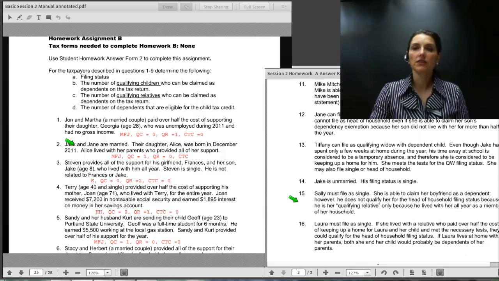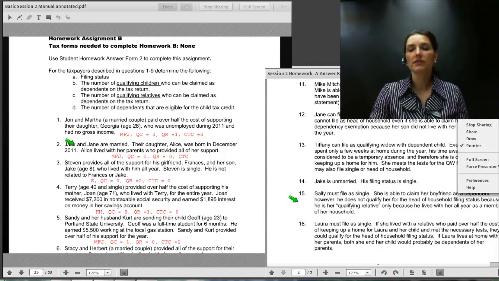So that concludes homework assignment number A for session 2. Let's move on to the review next of the answer key for homework assignment B. The homework assignment answer keys are also located under the materials tab for session 3. If you have not already done so, you can go print them.